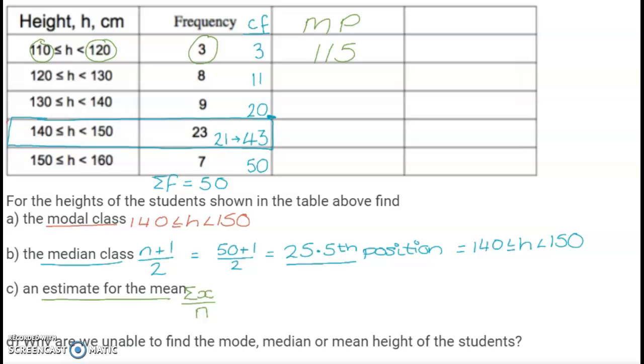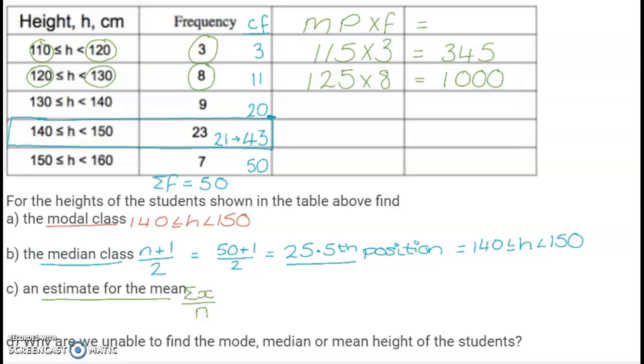So I'm going to add 3 lots of 115. And the mathematical way to do that is to times it by 3. That gives me my answer, 345. So I am estimating that if I add the heights of the 3 shortest people, it would come to 345 centimetres. I then use that same estimation for each category. So the midpoint of the 120 to 130 group is 125. And because I have 8 people that are in that category, I times it by 8. That gives me the value 1000.